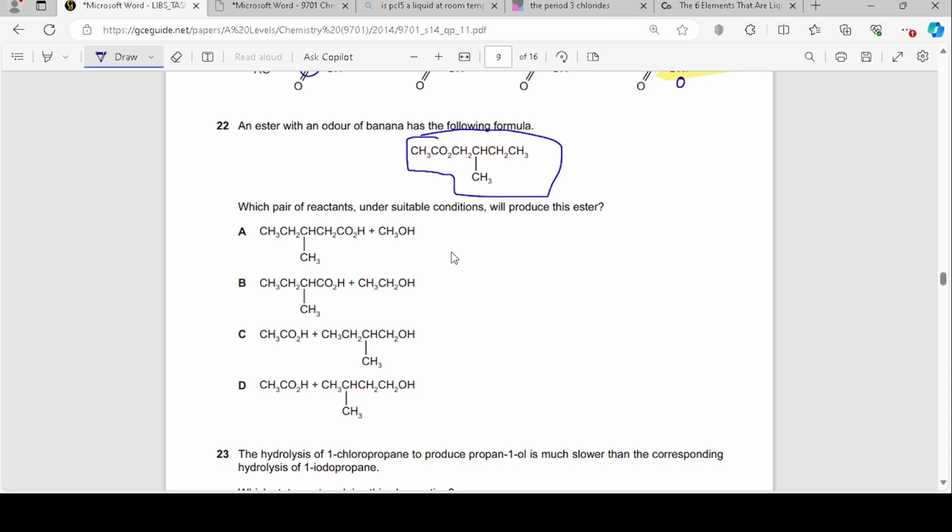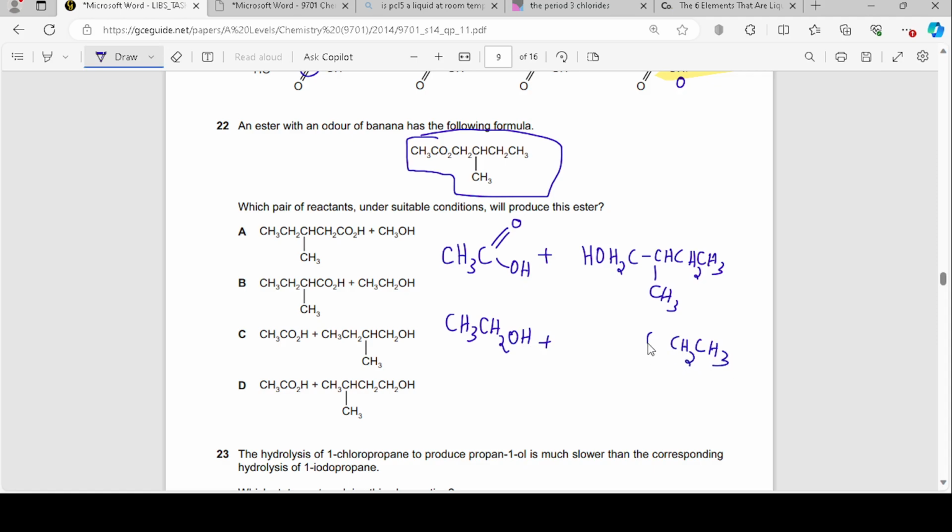Either I could have it as CH3COOH plus CH3CH2CH(CH3)CH2OH, I guess, or I could have it as CH3CH2OH plus CH3CH2CH(CH3)COOH, if I'm not mistaken at least. Here I have methanol, which makes absolutely no sense. I have either ethanoic acid or ethanol, so A, B, C, or D should include either ethanoic acid or ethanol.